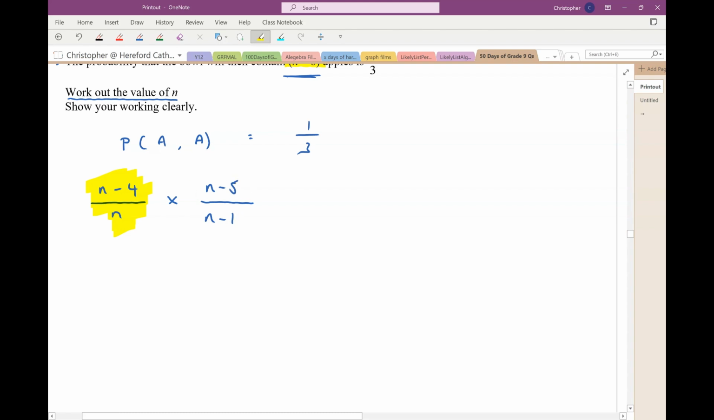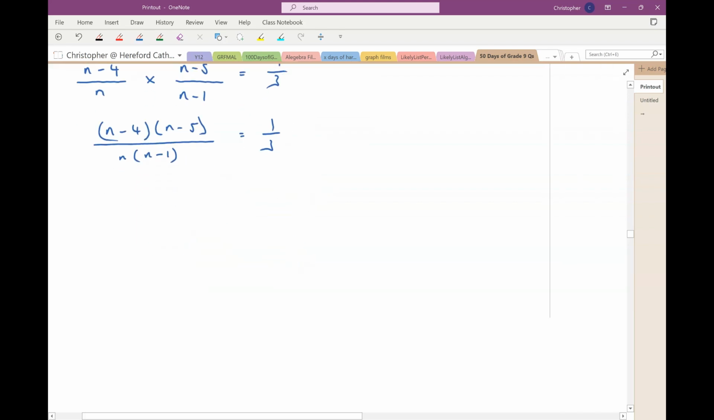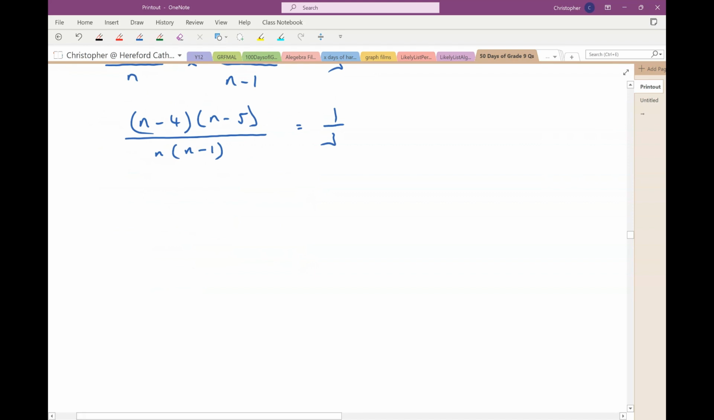So that's the probability of the first piece of fruit being an apple. That's the probability of the second piece of fruit being an apple, and I'm multiplying them to find the probability of the first piece of fruit being an apple and the second piece of fruit being an apple, and I know that that equals a third. And there's an equation which I can solve for n. Now let's have a think about how to do that. Let's start by multiplying these fractions on the left-hand side. On the top times top, n minus 4 times n minus 5, bottom times bottom, n times n minus 1 equals a third.